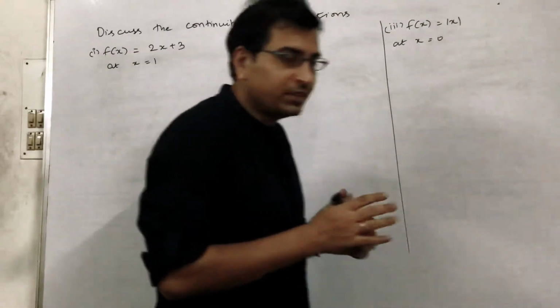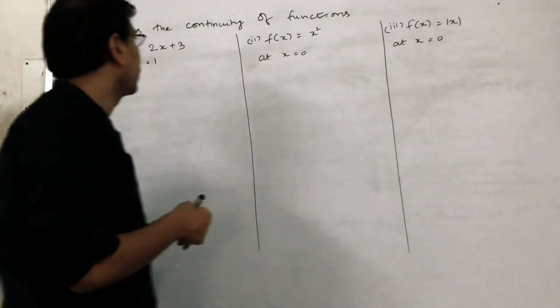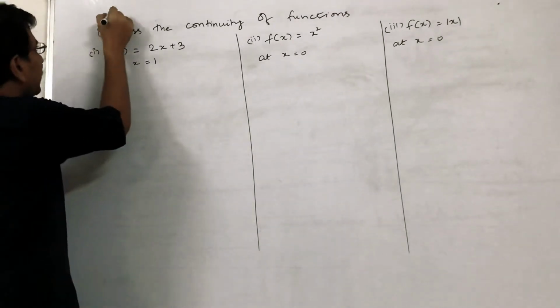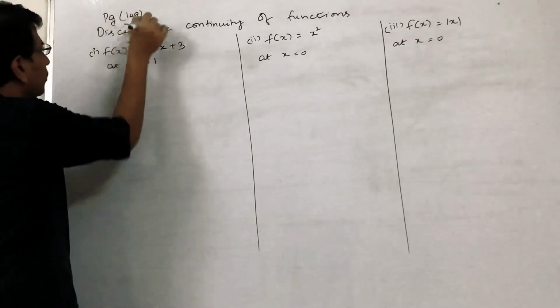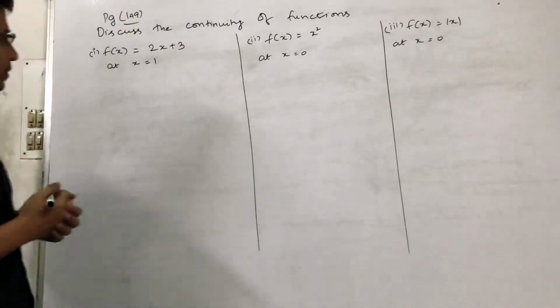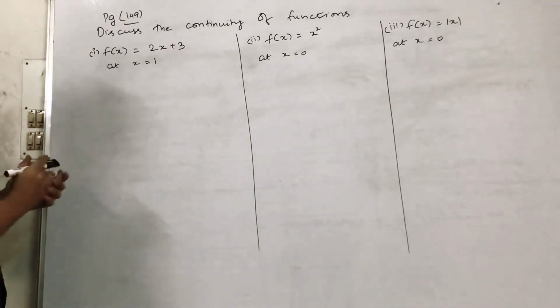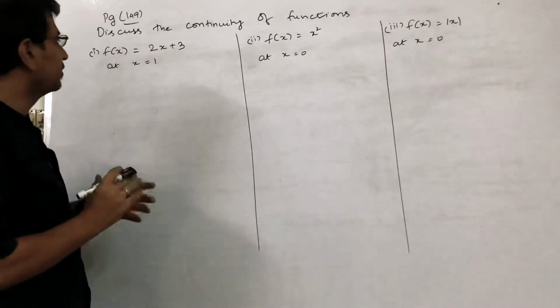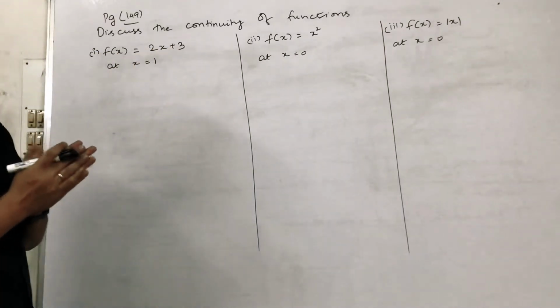Now we will see some example problems from page 149. On page 149 there are some example problems where they are asking you to discuss the continuity of functions. The first question is f of x is equal to 2x plus 3, check the continuity of the function at x is equal to 1.